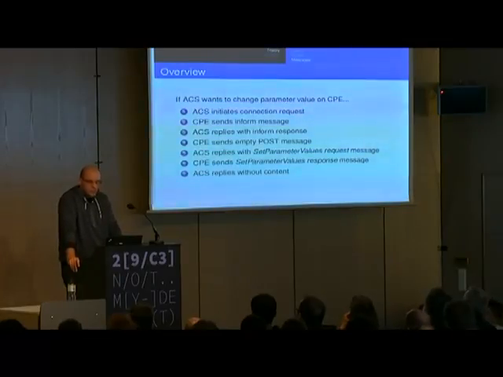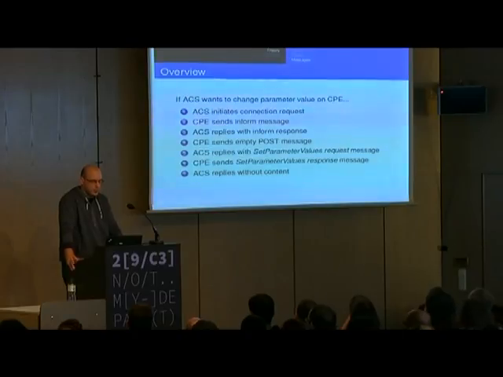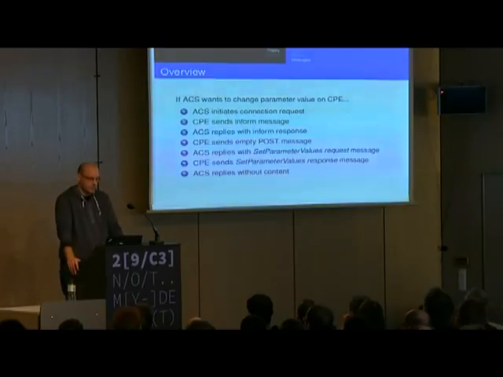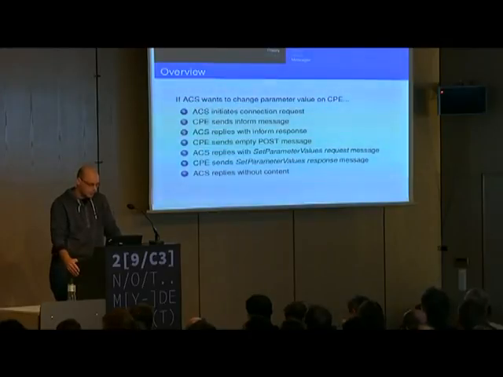So how does the communication look like? This is the longest one, okay? It can be shorter. So let's say the ACS wants to change or get some parameter. It will initiate the connection request. After that, the CP will contact the ACS on its already configured URL. The ACS will reply with an inform message response. Then the CP will send an empty POST message.